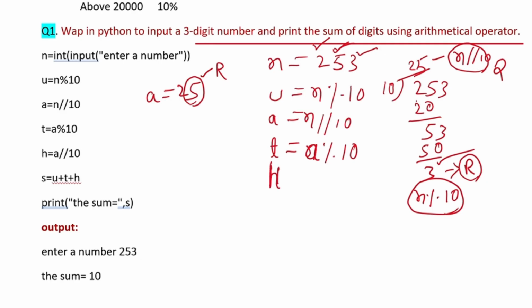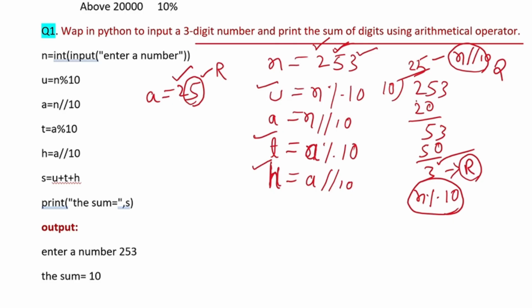100's digit h. h equal to a floor division 10. A floor division 10, that is the quotient part. The quotient part is 2. So this is the 100's digit. Now we get the unit digit, 10's digit and 100's digit.